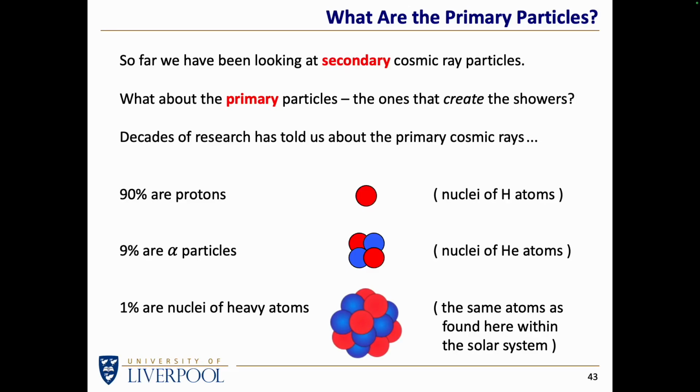So only a tiny number of them are these very heavy nuclei, and they're all the same nuclei that we find in the solar system or we find on Earth. In other words, all of the varieties of the elements, but most of them are protons and alpha particles. That's 99% of cosmic rays that hit the atmosphere.